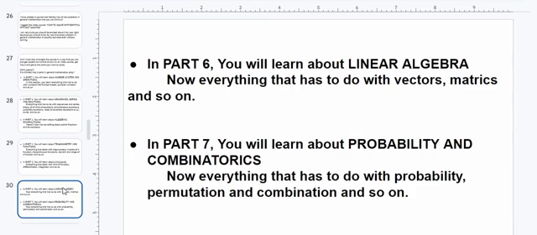Now in part six, you will be learning about linear algebra, all right. Everything that has to do with vector and dynamics that you think you want to scatter your head, please, they are actually solvable without solving. You learn about matrix and so on. In part seven, probability and combinatorics, all right. You're going to be learning about probability, permutation and equation, how you can actually solve them with your calculator, so it's just like you're solving them without solving.